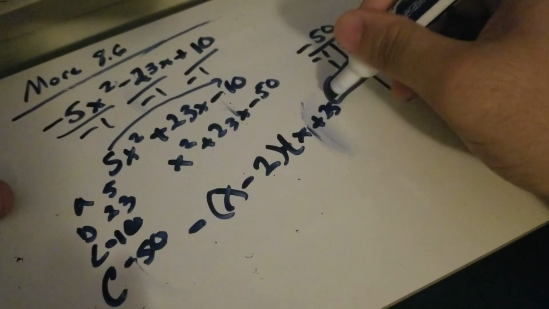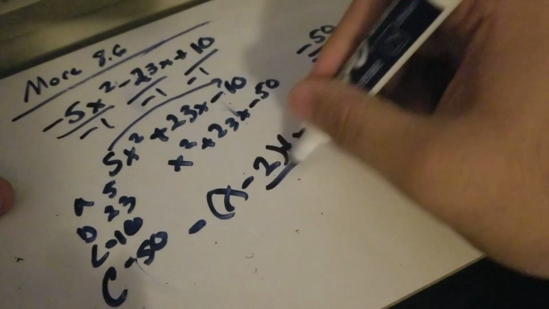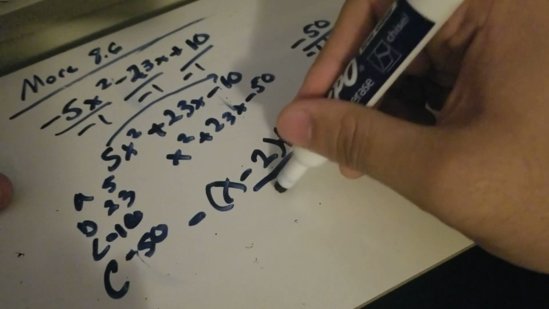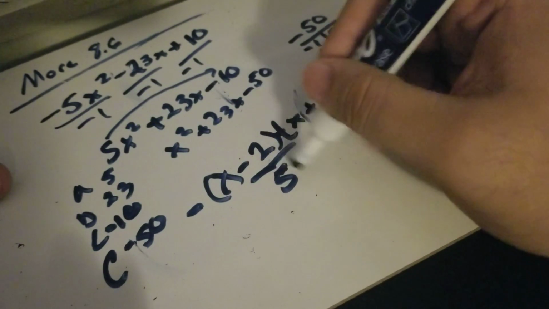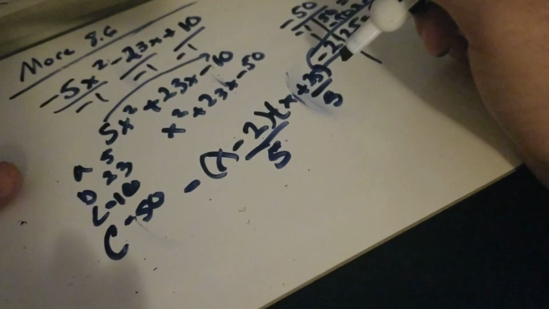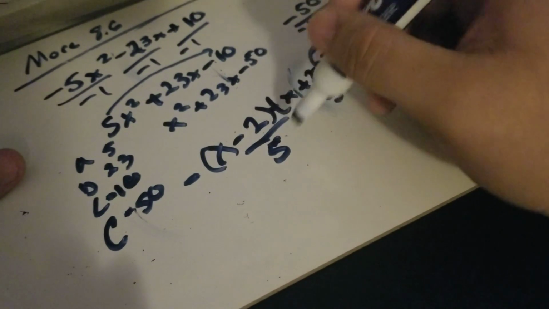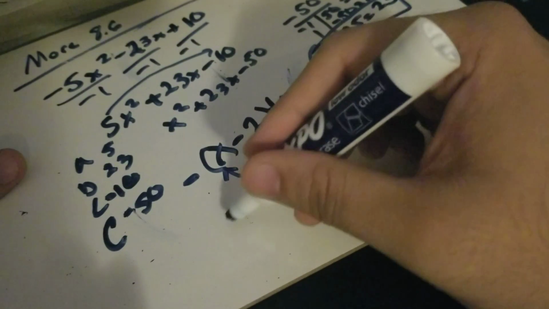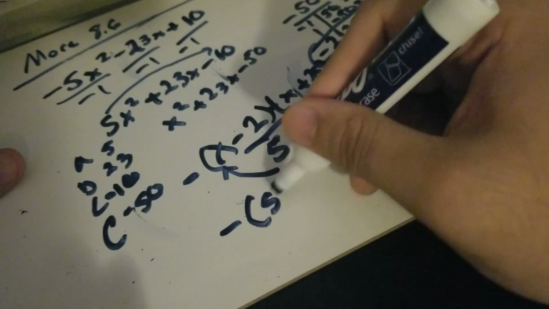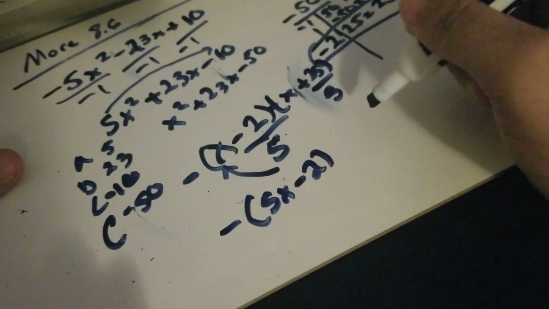Plus 25. Now I have to divide by the original a, which is 5. And again, the benefit of taking the negative out first is that we don't have to deal with that negative as a denominator. 2/5 does not simplify at all, so I'm going to move the 5 here. So it becomes negative 5x minus 2.